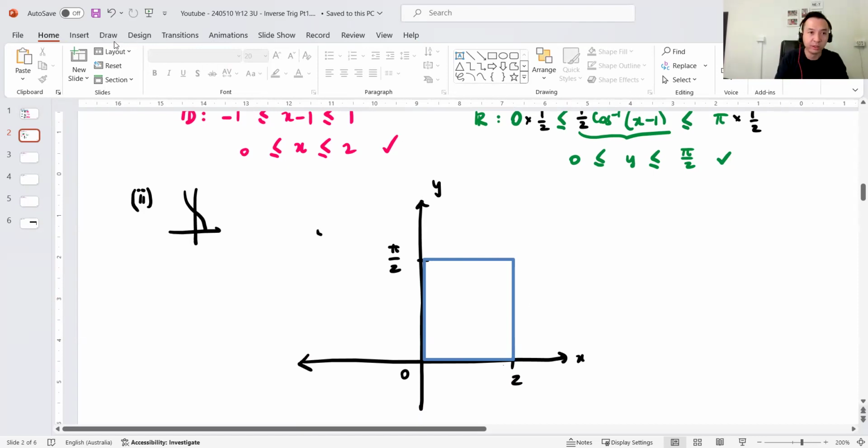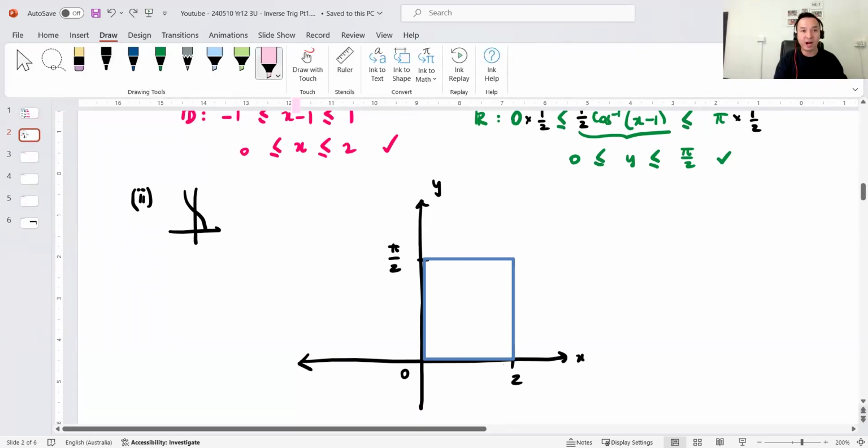Now, once you know how wide this rectangle is, and once you know how tall this rectangle is based on domain and range, then it just comes back to a simple case of putting the curve in. I know this is cos inverse, so it starts top left and ends bottom right, and it just goes, boom, done. That's the answer. How easy is that? Domain, range, top left, bottom right, boom, done.